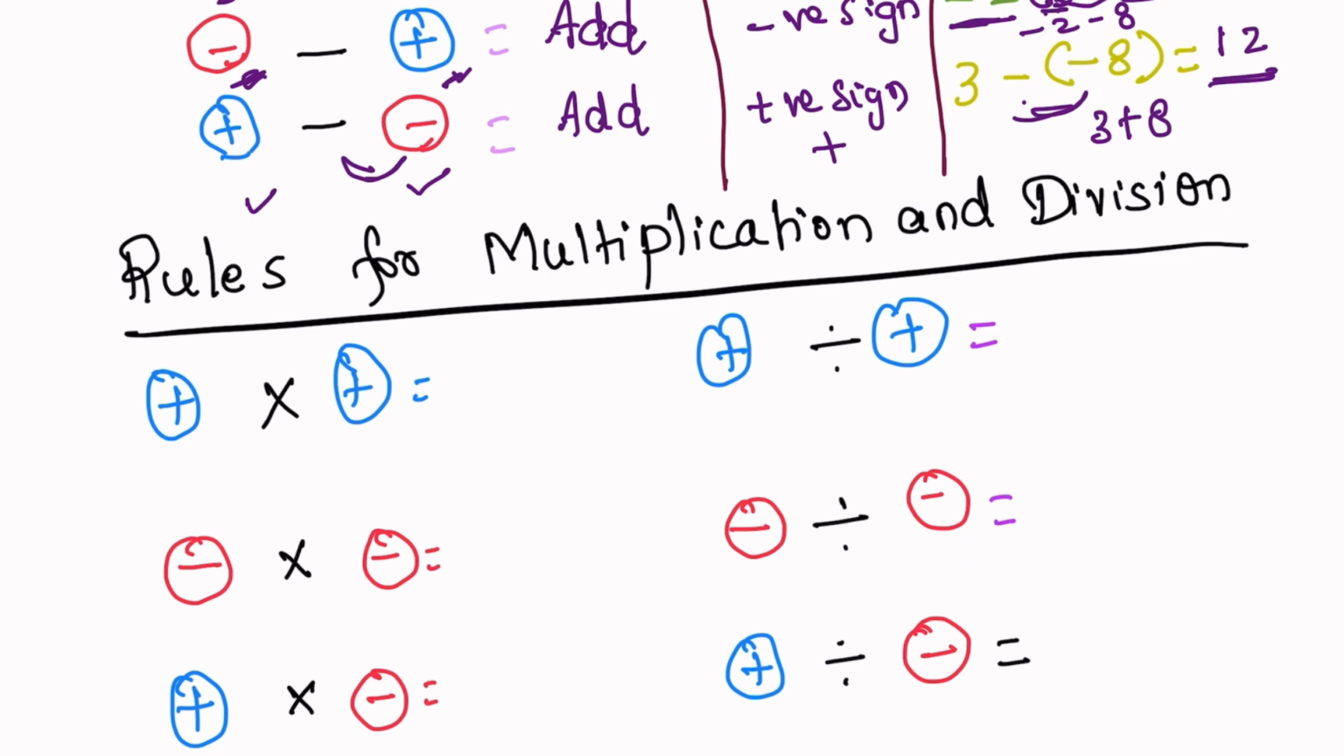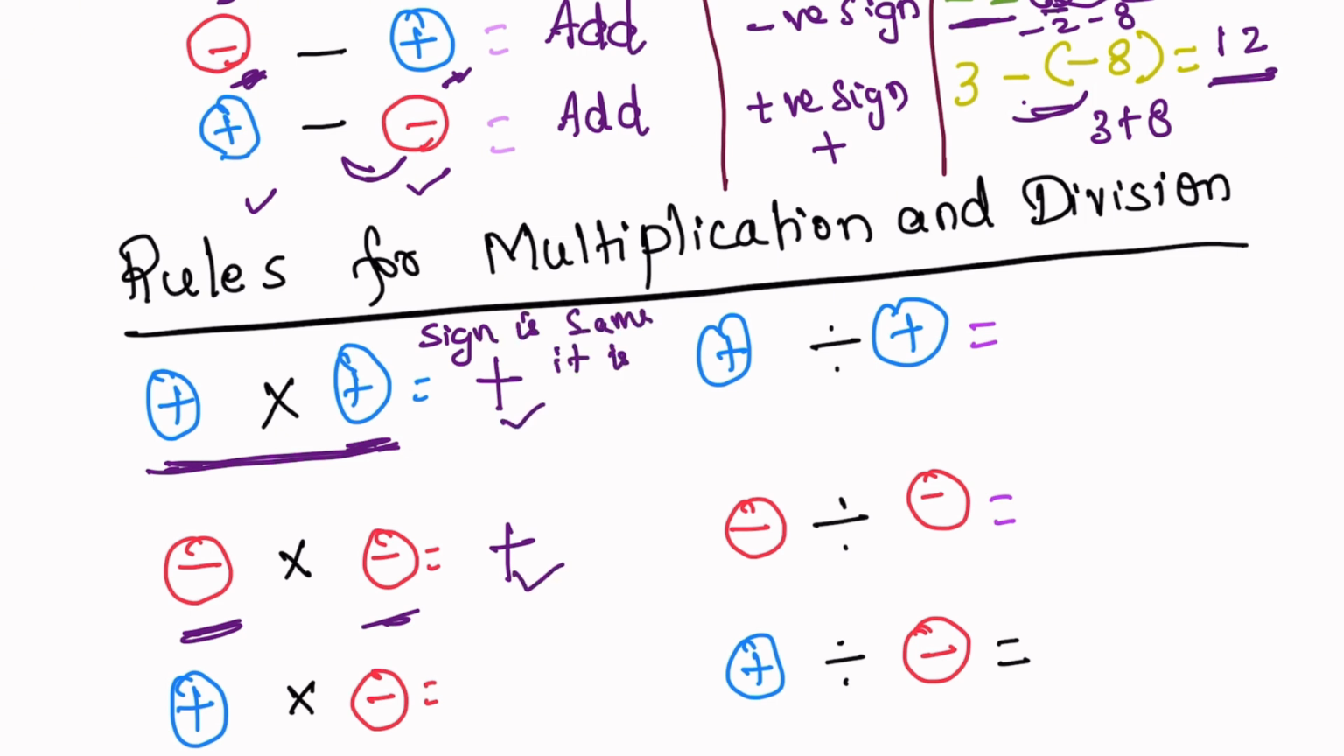So in multiplication, when the signs are the same, I get a plus sign. If the sign is the same, what is the rule? Sign is the same, it is positive. When the sign is different, it is going to be negative. Here why is it negative? When the sign is different, one is plus, one is minus. So it's always a negative sign.